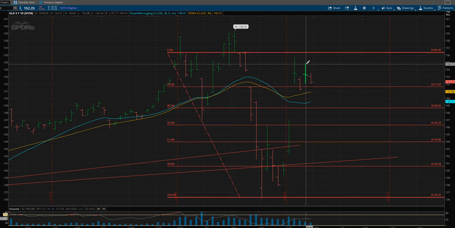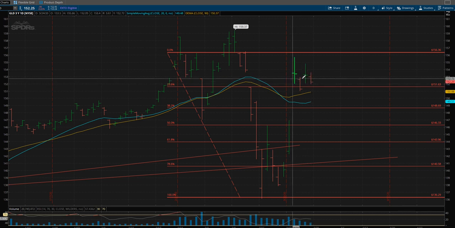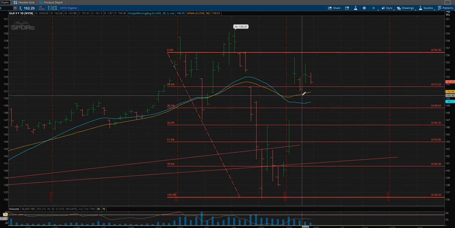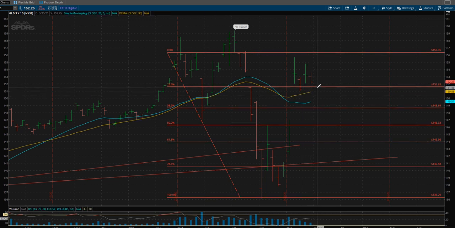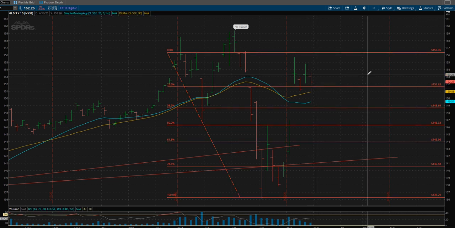Long wicks here, kind of selling into strength. Closed the lower of these two candles. But still, somewhat positive. Above the moving averages, above the 123.6 pullback on the Fibonacci. So we'll see. Monday's going to be a real interesting day for gold.